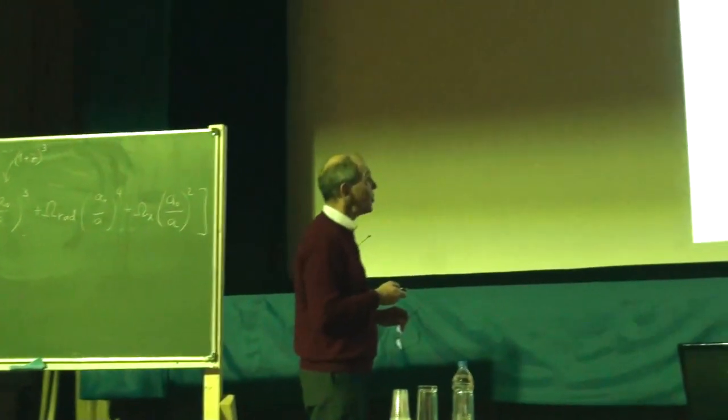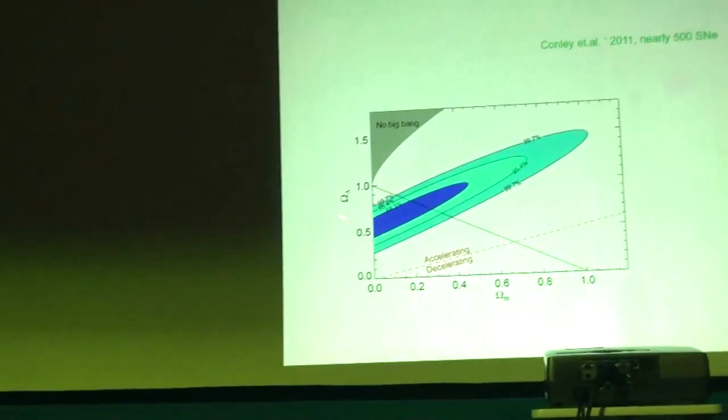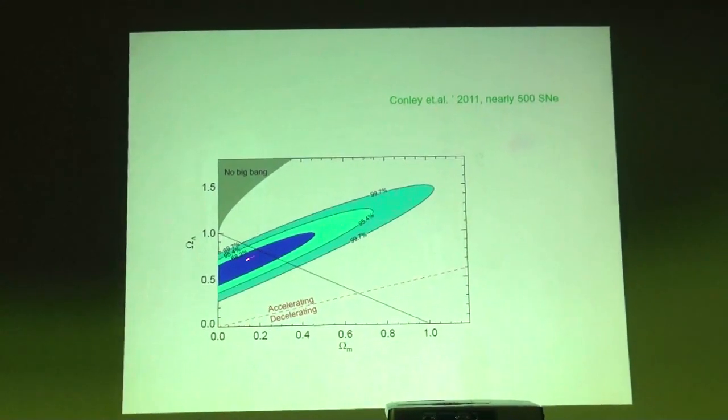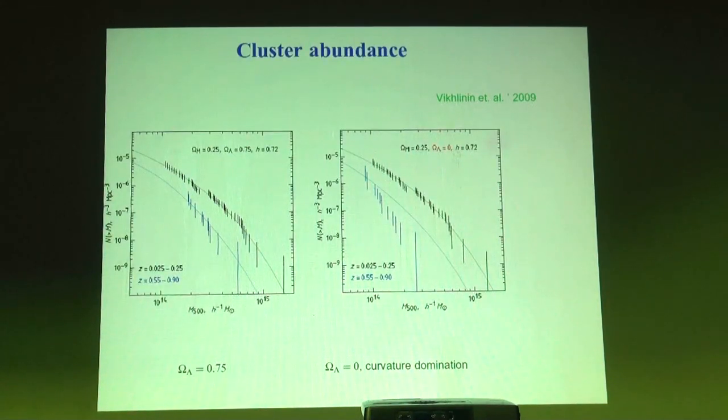That's the plot showing the recent data on supernovae only. Here is omega matter, here is omega lambda, the dark energy density, and that's the allowed region by supernova data only. And in combination with other data, even these data themselves tell you unambiguously that we are dominated by dark energy, but in combination with other cosmological data show this even more clearly. So this is cluster abundance.